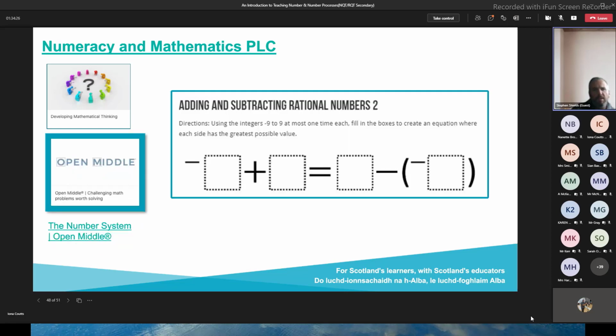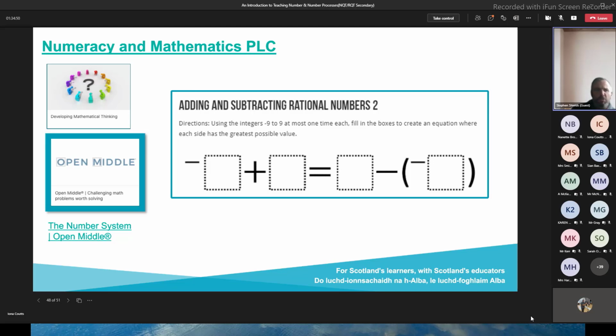Iona, the next one, if you just put it up for me, is open middle. It's a lovely problem. Mrs. O'Donnell said that she uses open middle for encouraging thinking. They are absolutely brilliant. Sometimes the open middle problems can all kick off because people think they've got the answers, and then all of a sudden someone comes in with a different answer, or a better answer, so to speak. So they're really, really good.